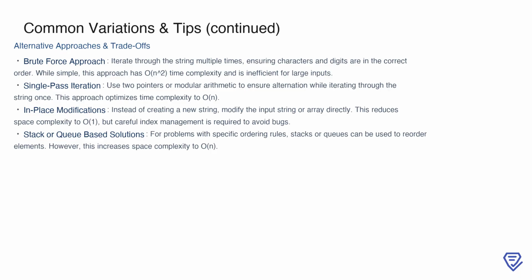Lastly, for problems that require specific ordering rules, stacks or queues can be helpful. These data structures allow you to reorder elements effectively, though they come at the cost of increased space complexity, typically O(n). Each of these approaches has its pros and cons, so it's important to choose the one that best balances efficiency and clarity for the given problem and constraints.